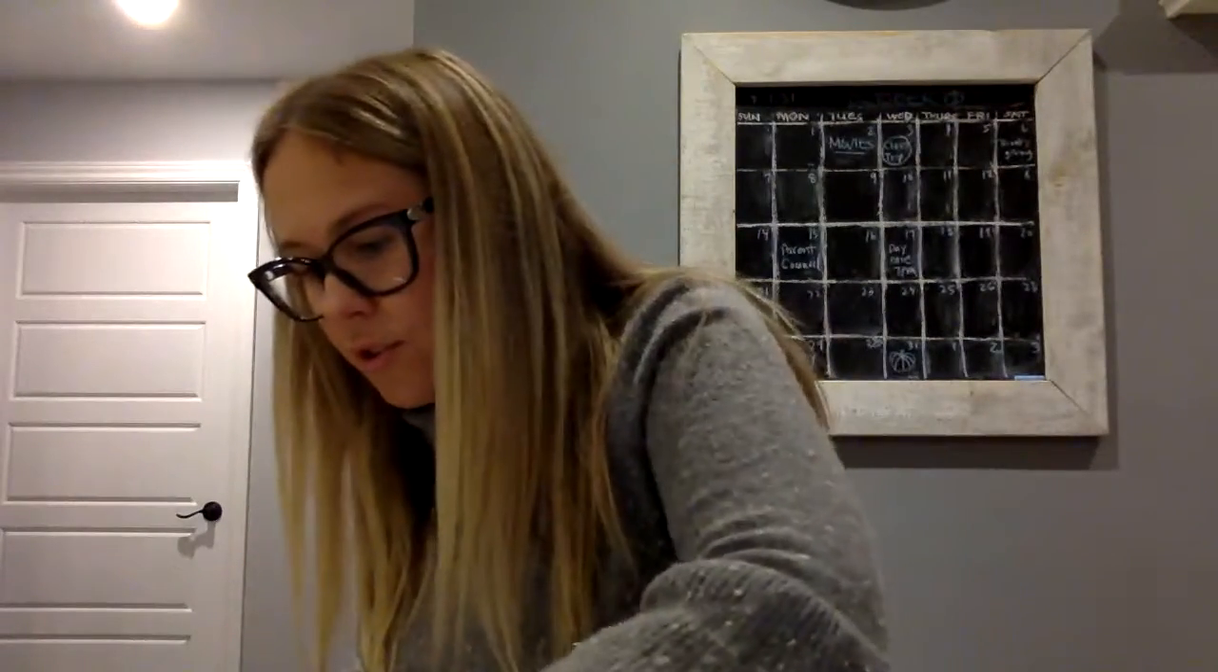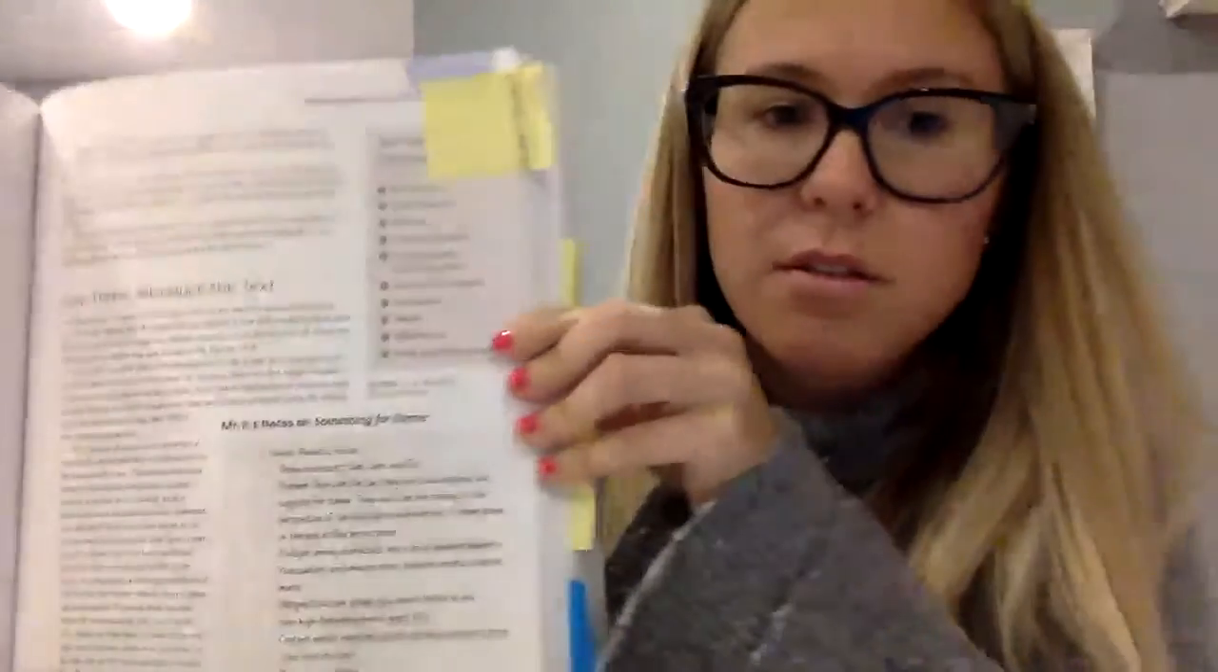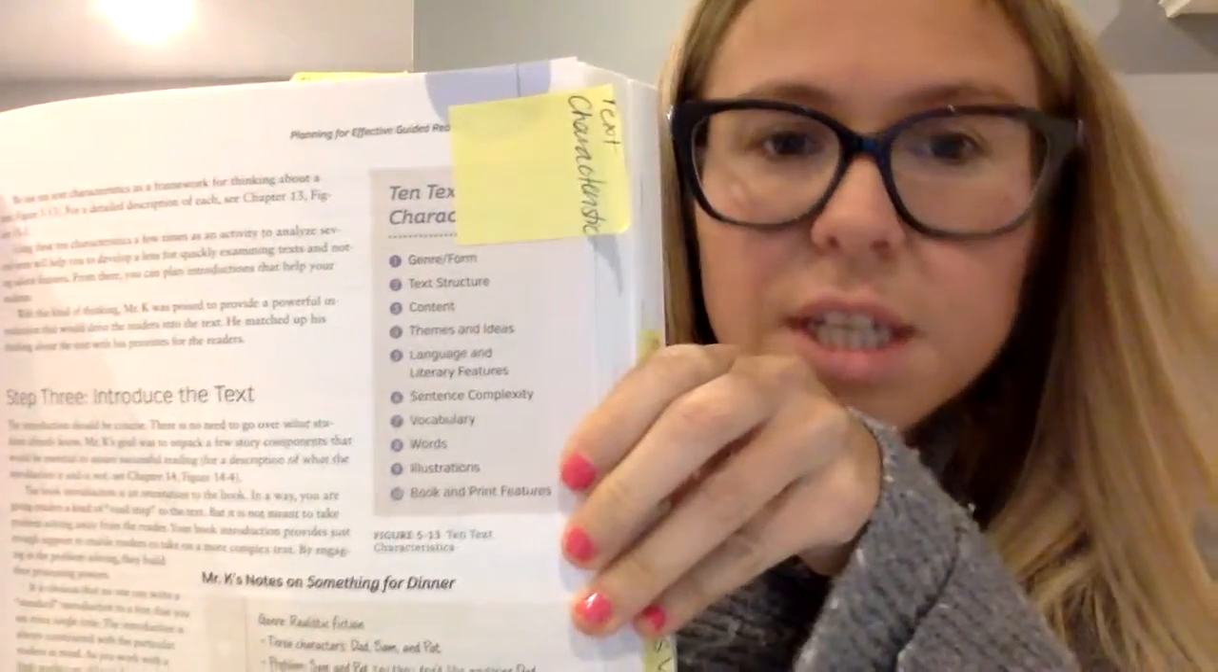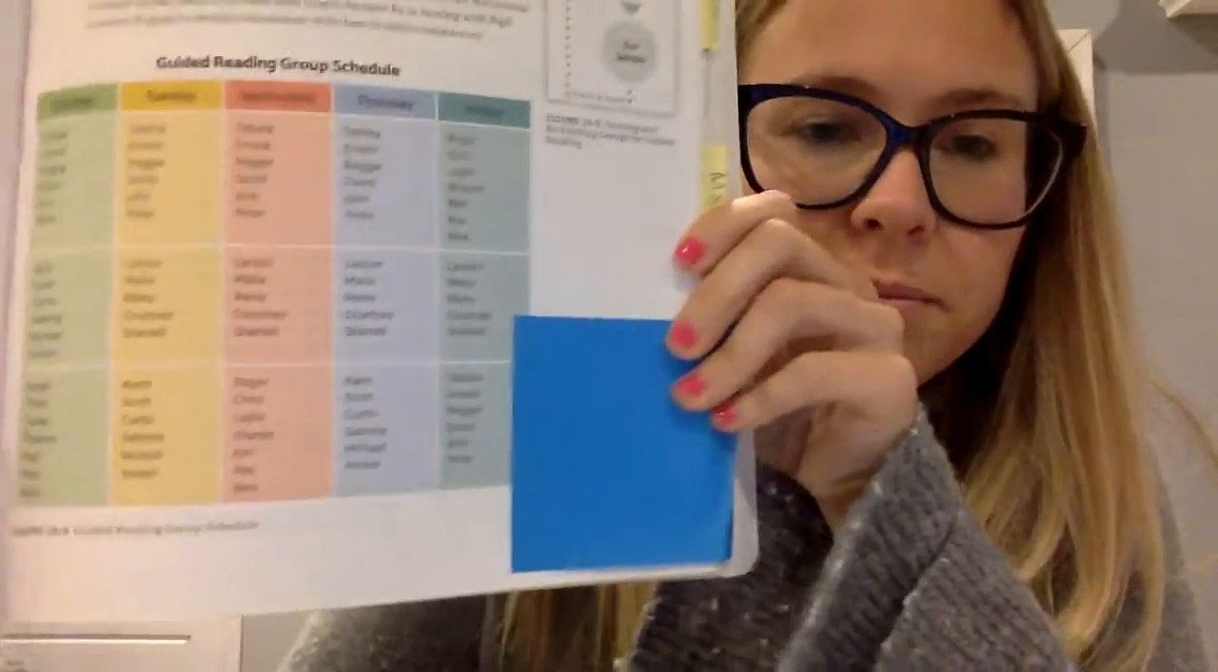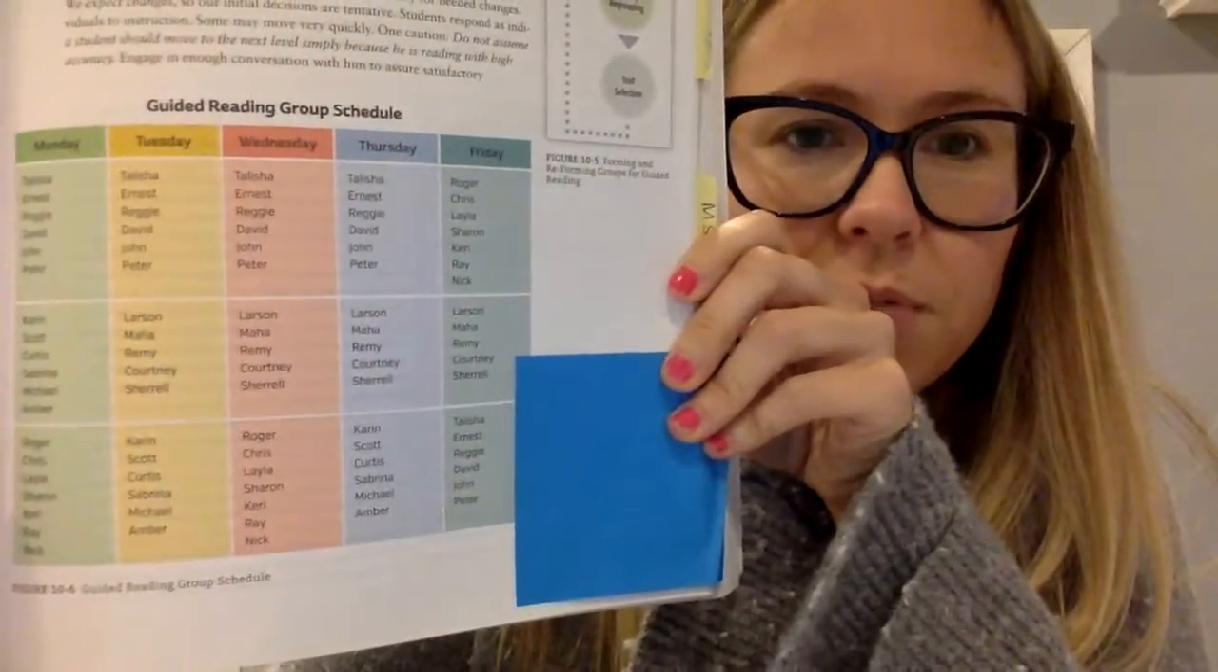On page 111, there's also this little visual, which is just the 10 text characteristics. We talked a little bit about those in the Jennifer Serravallo book, but it again illustrates those and then defines what each of those mean. If you look at page 245, there is a sample of a guided reading schedule.